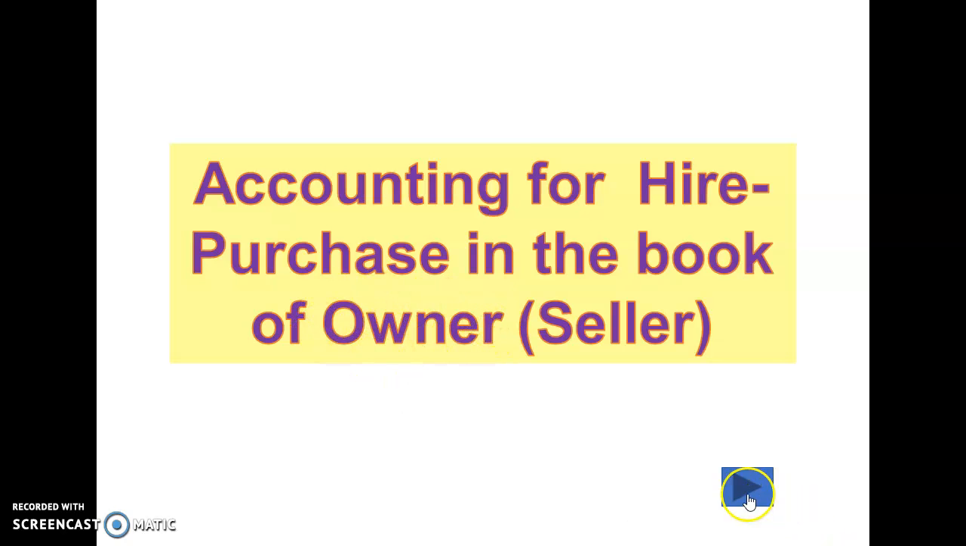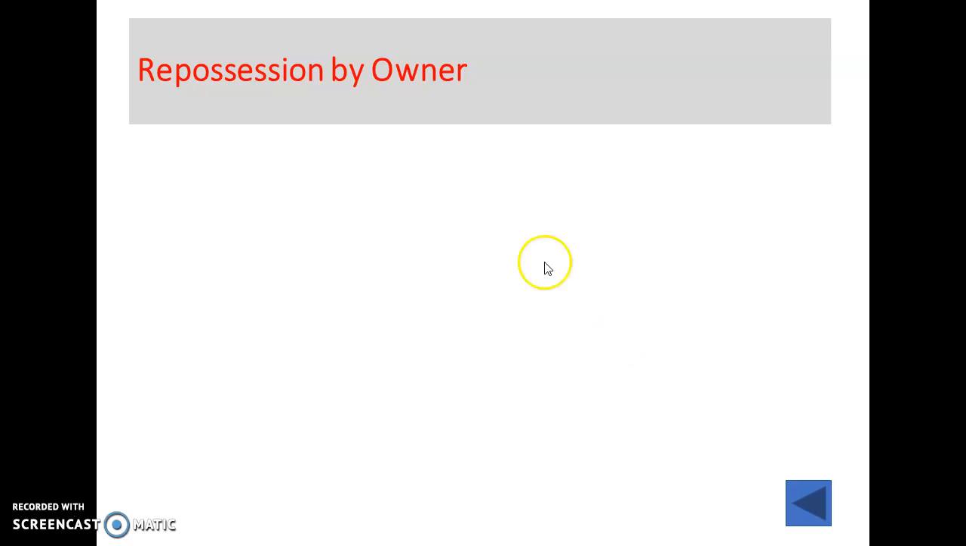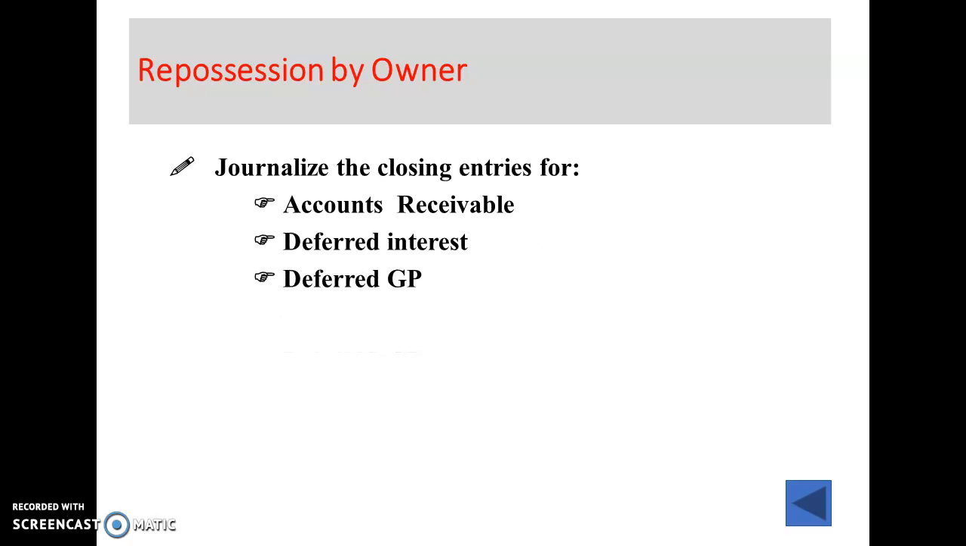Okay, in the book of owner. So we're going to skip this slide and go to the slide on repossession by owner. Now remember, whenever it comes to owner, you always have to remember that for gross profit there are two methods: immediate and based on collection. For repossession by owner, you check again the difference between the repossession value and cost paid and the cash paid, with the amount payable.